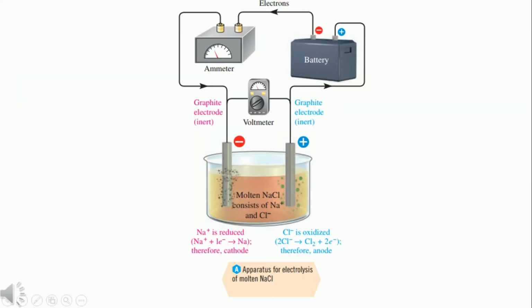In an electrolytic cell, an external source of electrical energy is used to generate a potential difference between the electrodes, which forces the electrons to flow, and thus gives a non-spontaneous redox reaction. You'll see in this figure the electrolysis of molten sodium chloride, NaCl, to produce Na and Cl2.